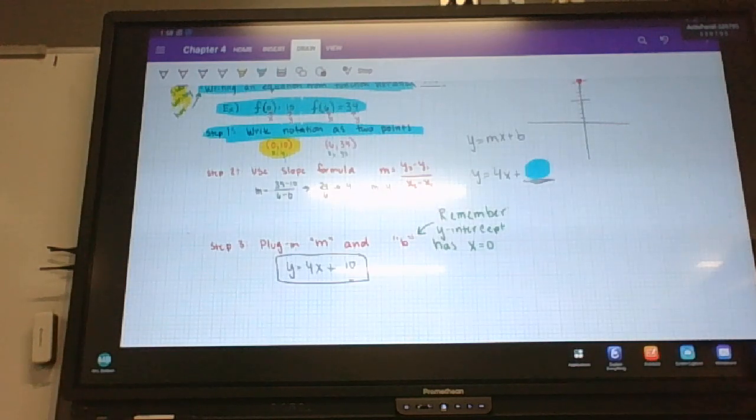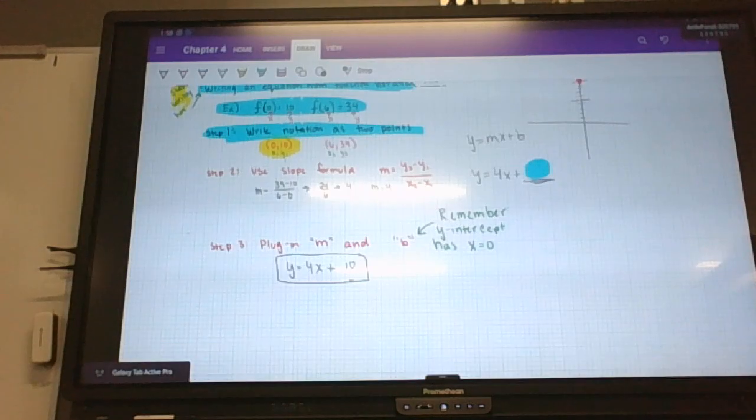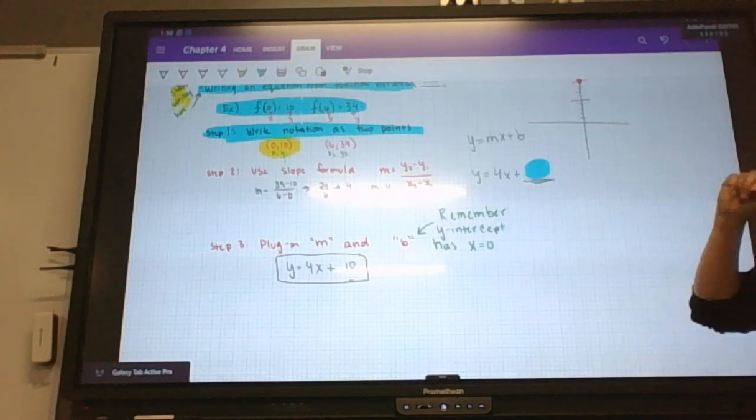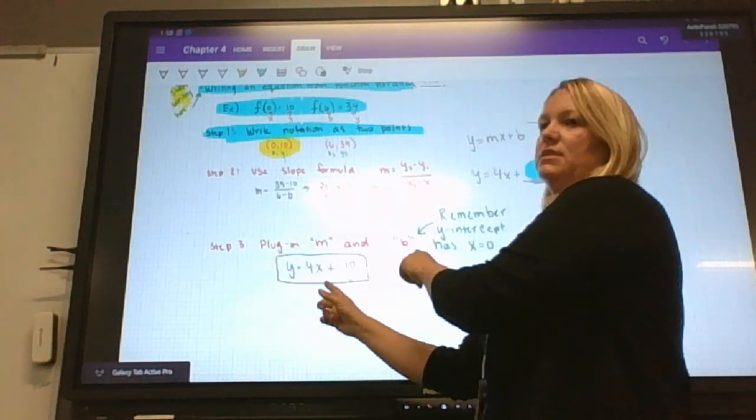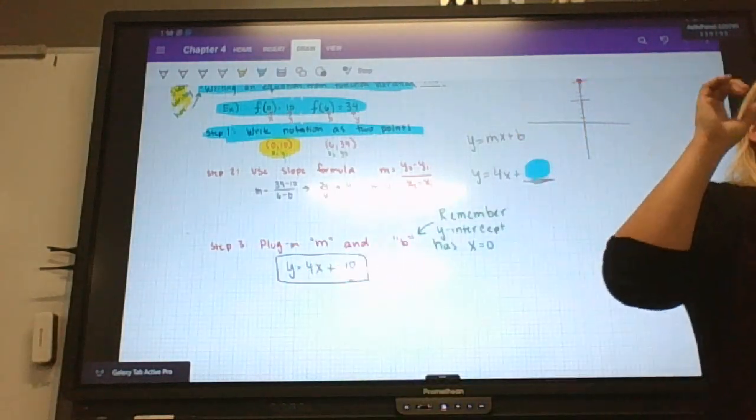James? Are you supposed to write the full thing or just... Does it say f of x equals or y equals? It said f of x. So don't write the y equals part. You would just write the 4x plus 10. Okay?